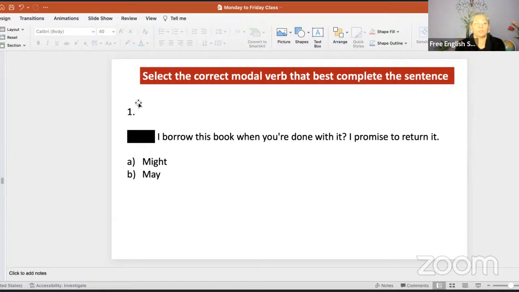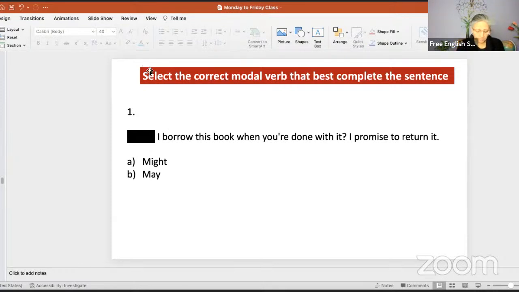Okay, so let's see. I want to see your answers. So let's see if I can see your chat on my phone. Yeah, I can see here. Okay, so if you have the answer, I already gave you the WhatsApp number, it is right there. Okay, hello. Answer is may. Okay, Vana said may.